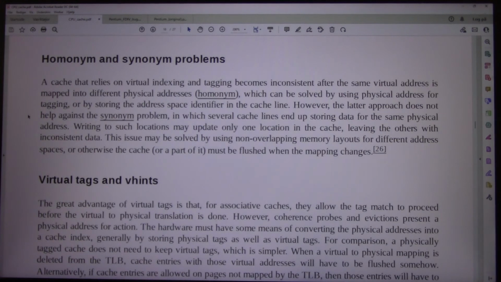Writing to such locations may update only one location in the cache, leaving the others with inconsistent data. This issue may be solved by using non-overlapping memory layouts for different address spaces, or otherwise the cache, or a part of it, must be flushed when the mapping changes.